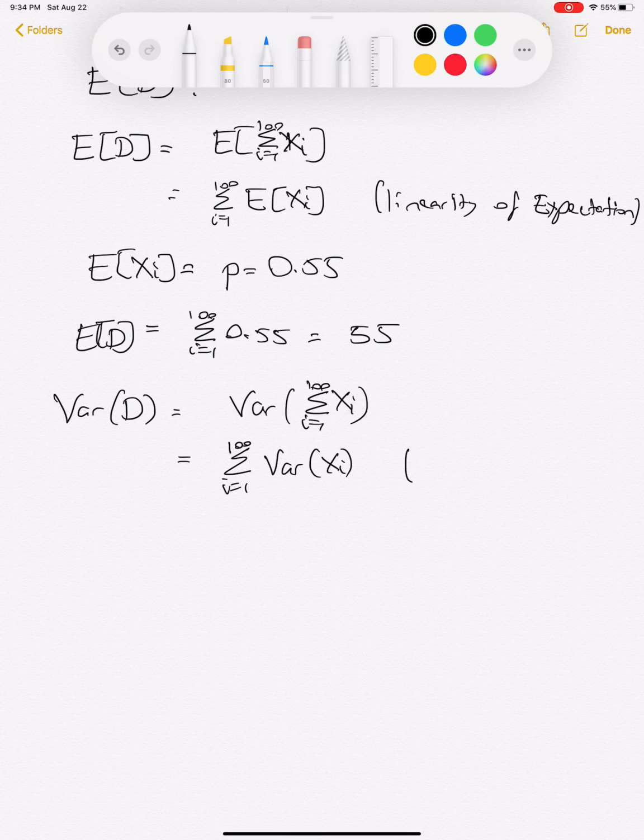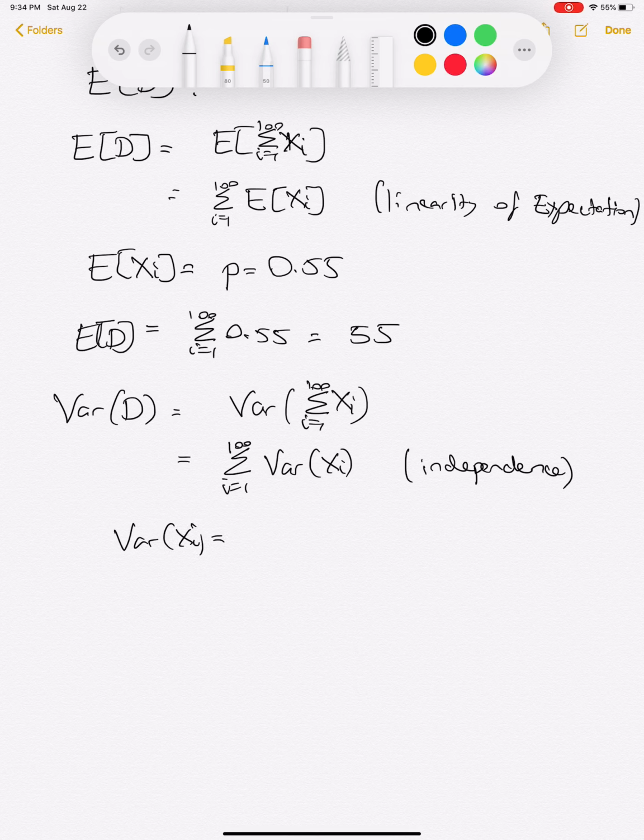This is not because of linearity of variance, because the variance is not a linear operator. This is actually because of independence. The only reason we can bring this variance inside the sum is because of independence. And so now we need to calculate the variance of xi.